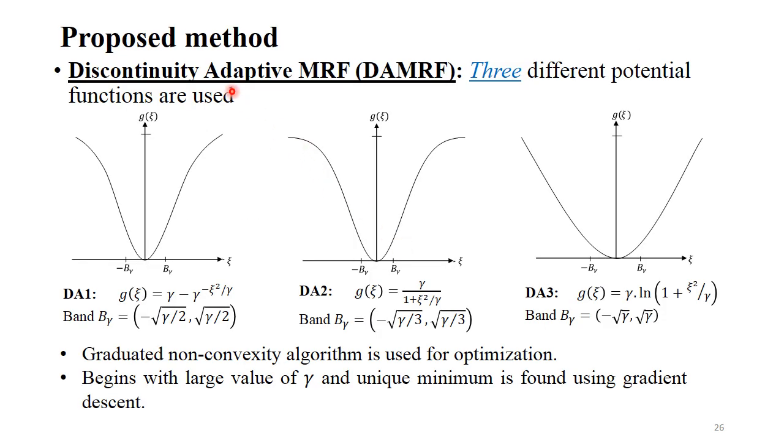As a part of the solution, three methods are represented here. All of them are based on the discontinuity adaptive MRF model, given as DA-MRF. So DA1, DA2, DA3. They vary in terms of their representation, which you can observe via the graph as well as through the equation itself. The graduated non-convexity algorithm is used for optimization purposes. It starts from a higher value of gamma and decrements it in order to identify the global minima.